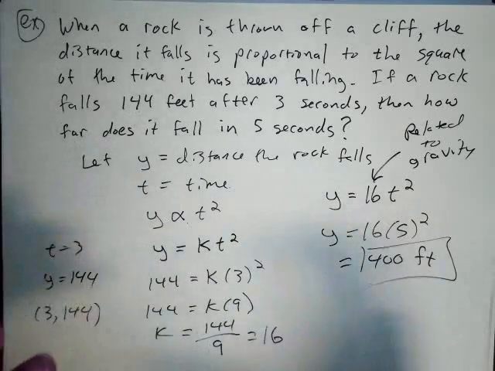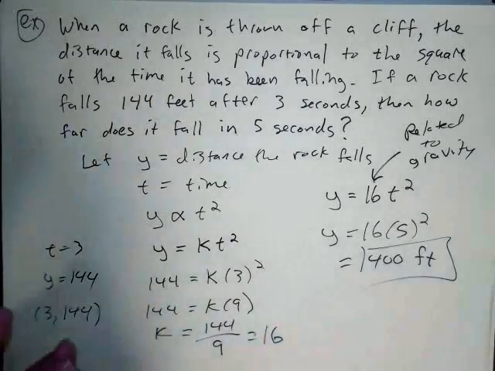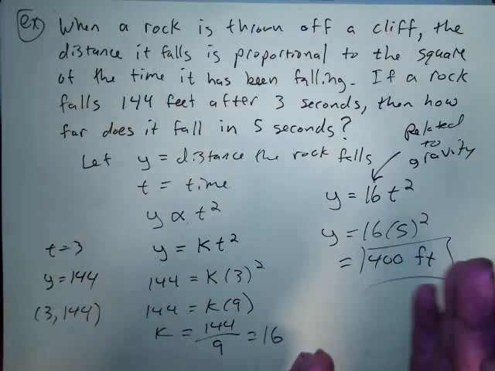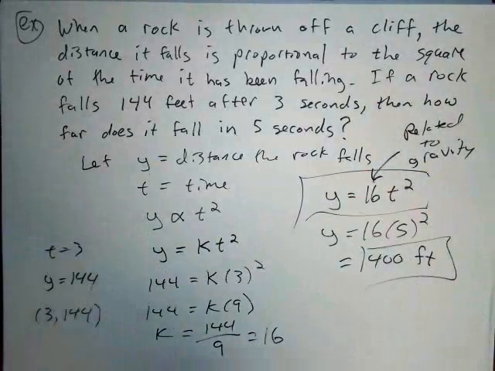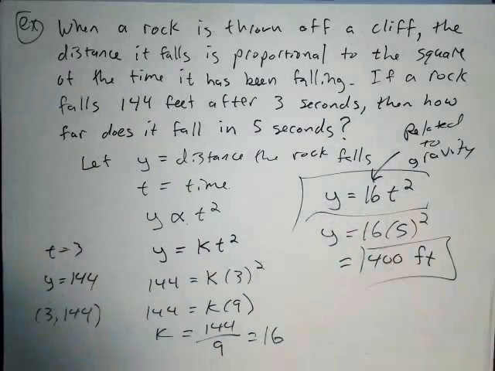So this is a really nice example. But that's the idea of proportionality. They all have the same thing. You set up the equation with a k. They give you enough information that gives you an ordered pair. You plug it in to find the k, the constant of proportionality. And then you have your completed equation. And that can be used to go on and solve whatever problem you need to solve.